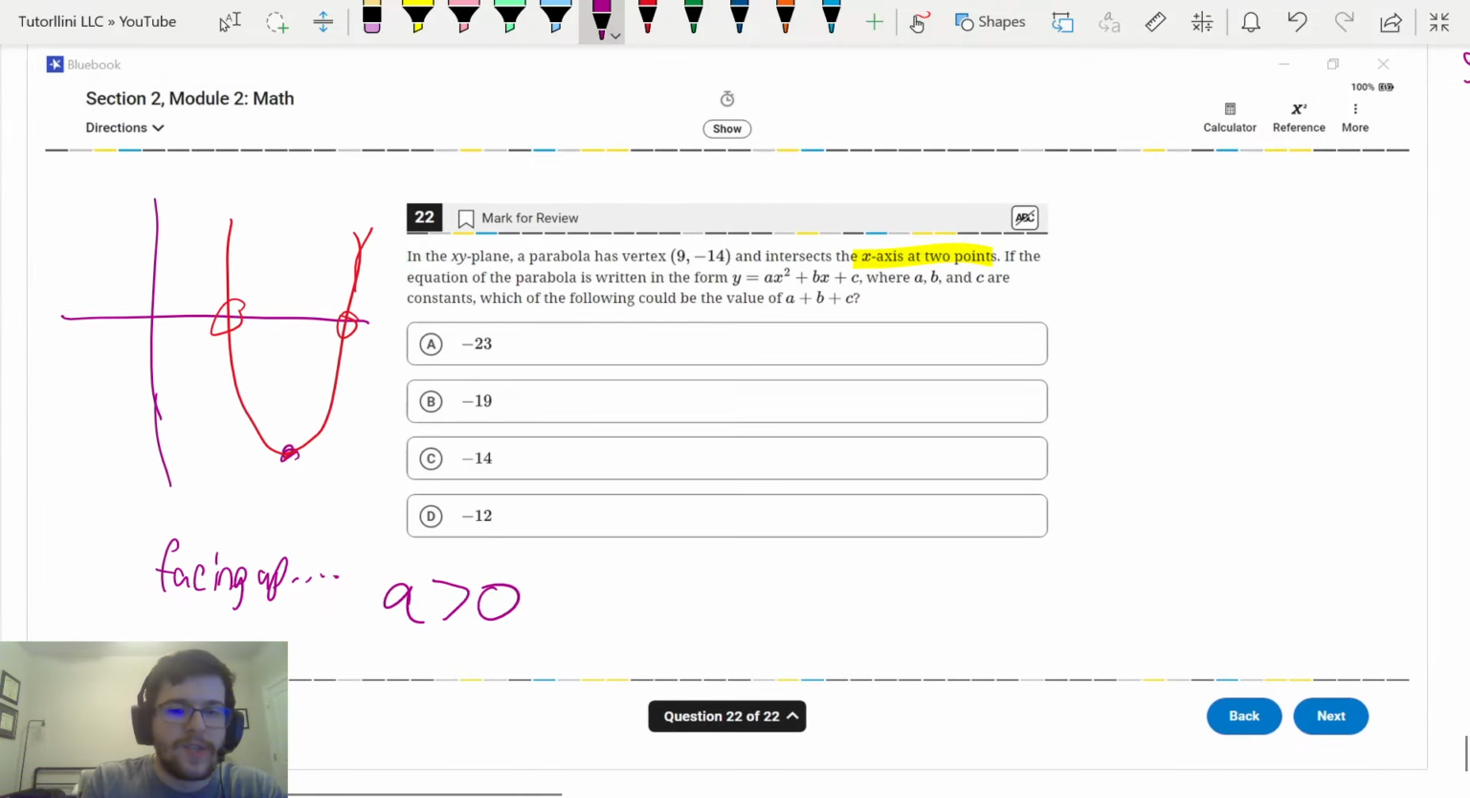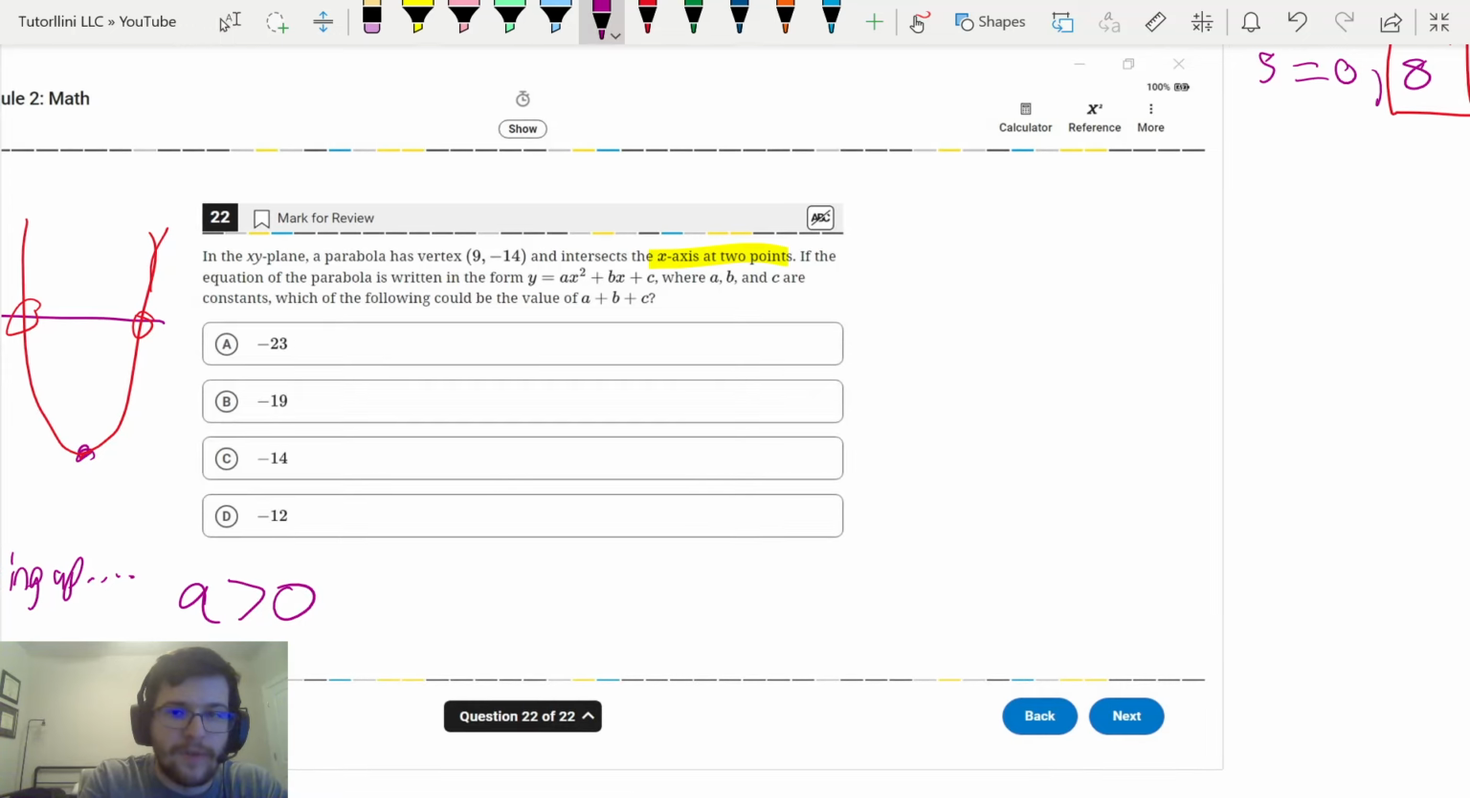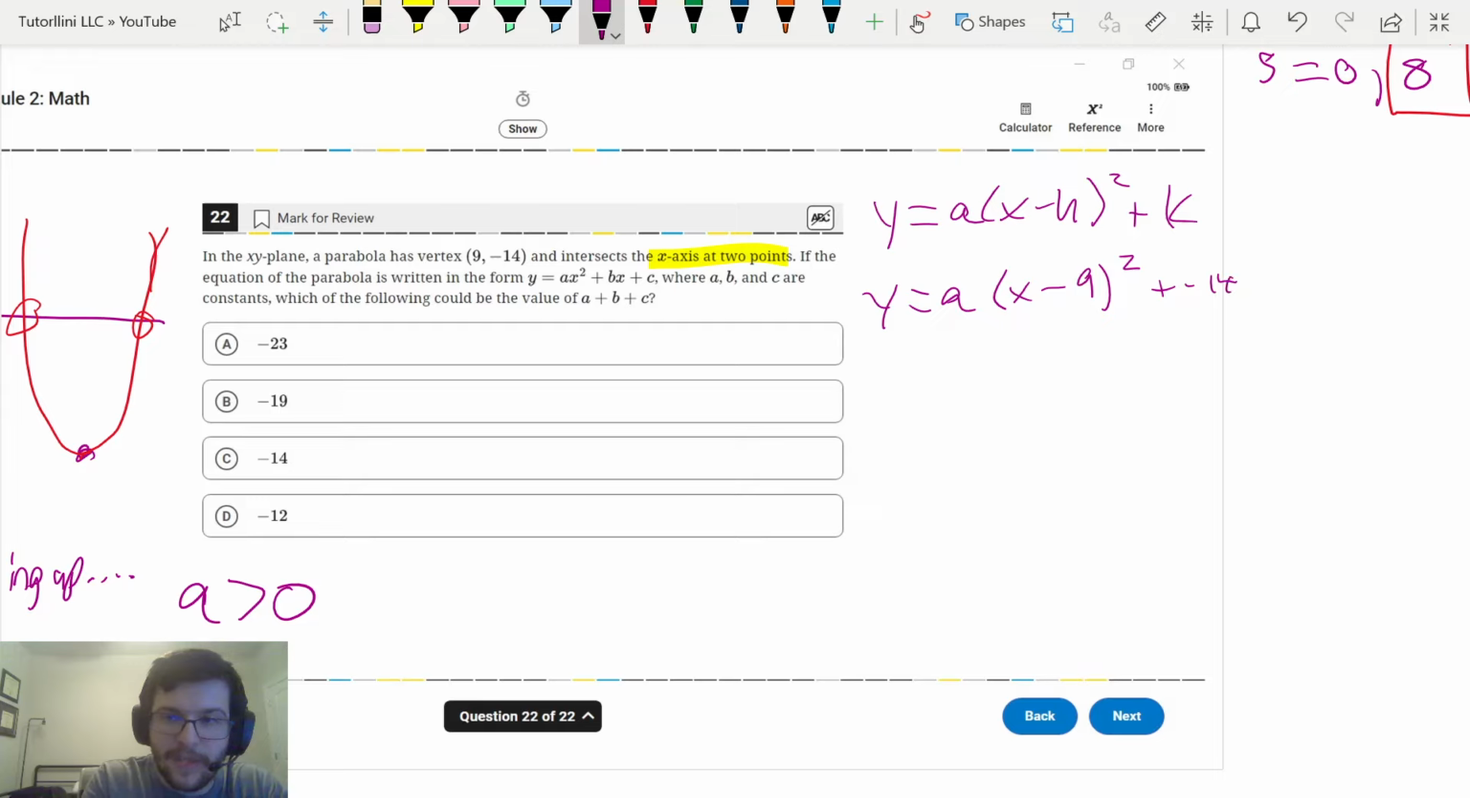Okay, so now you should also have vertex form memorized. So y equals a times x minus h squared plus k. So we're going to plug in the vertex. We don't know a, but we know h is 9, so we're going to do x minus 9. And then k is -14, so plus -14, or in other words, just minus 14.